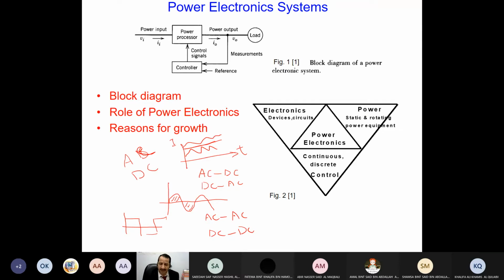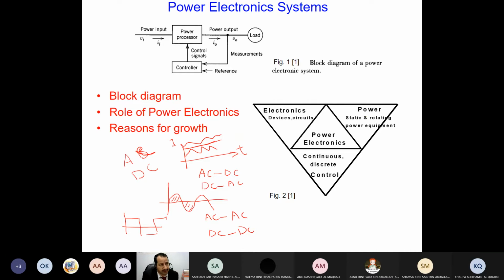The same thing for AC. You have 230 volt AC, frequency 50 hertz in Oman, but you need to supply a load with 50 volt AC with a frequency not 50 hertz, 200 hertz as an example. So these are AC to AC converter circuits.